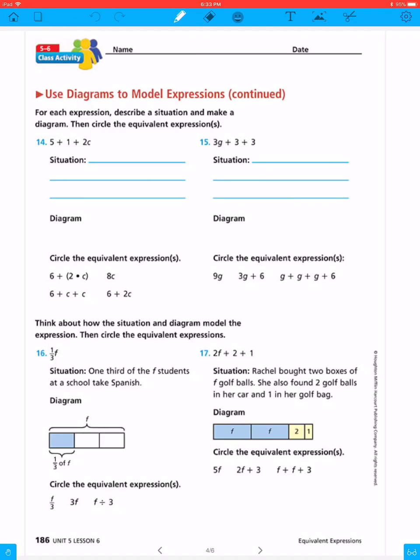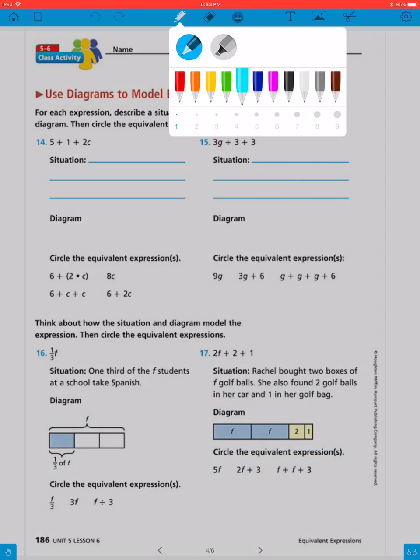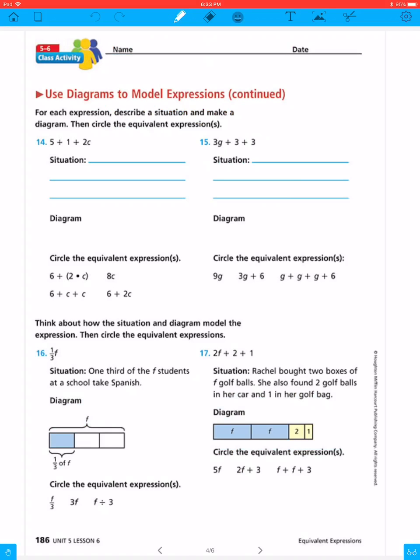186, we're going to use diagrams to model expressions. So this is, I'm going to change my color. This is 5 plus 1 plus 2C, and then we describe a situation. Now, these are fun to get creative with. You could describe anything, really.